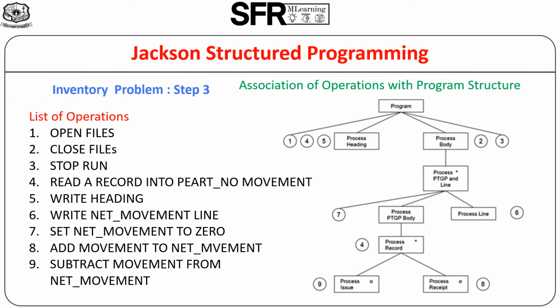In the third step, the operations needed to solve a problem should be listed first. Here, in this problem, there are 9 operations listed: open files, close files, stop run, read a record into part number movement, write heading, write net movement line, set net movement line to 0, add movement to net movement, subtract movement from net movement. The figure on the side represents the associated operations with the program structure.